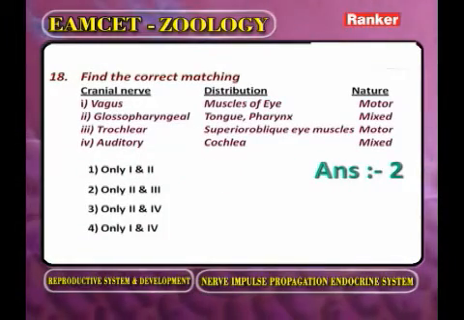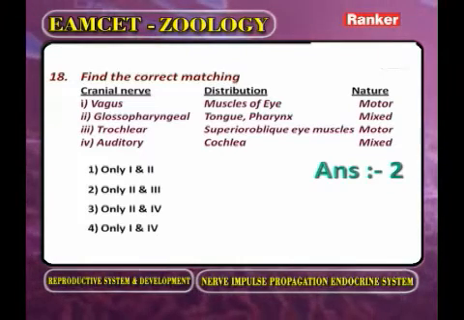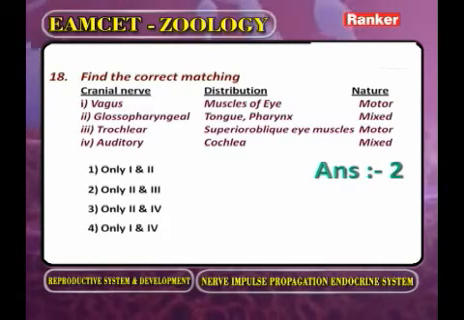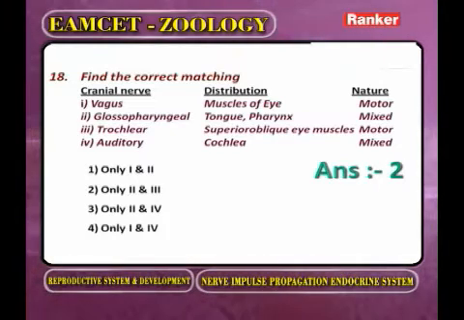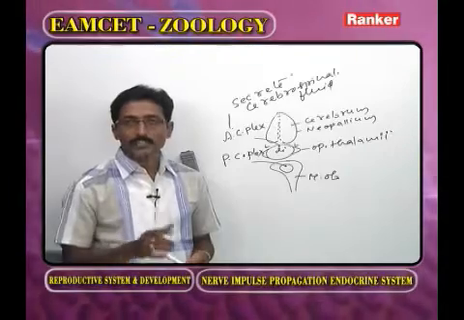Find the correct matching. Now we have to discuss the cranial nerves. Now, three columns matching. The first one is vagus, the second one is glossopharyngeal, the third is trochlear, the fourth is auditory. Now distribution. Vagus supplied to muscles of eye.